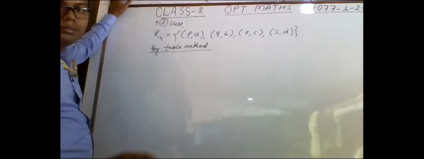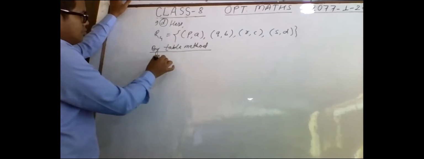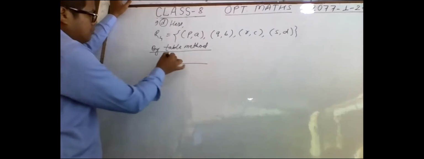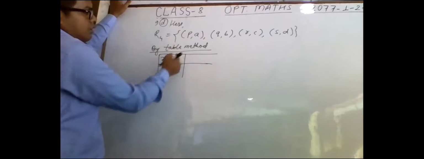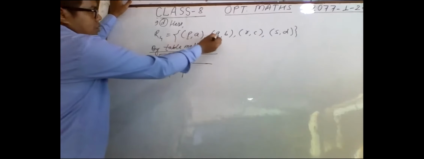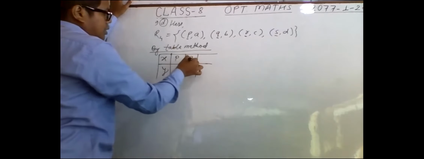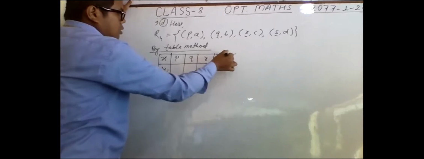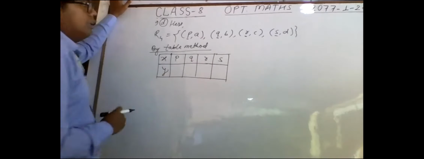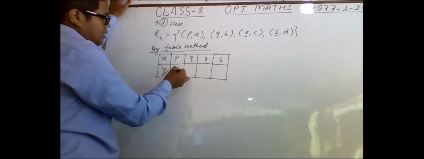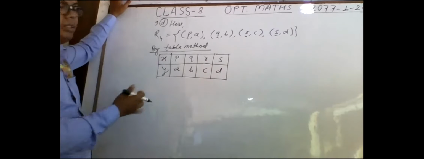By table method, in X component, you can write the first component that is P, Q, R, and S is given. Right here, P, Q, R, and S. Similarly, in Y component, there is given A, B, C, and D. This is the table method.